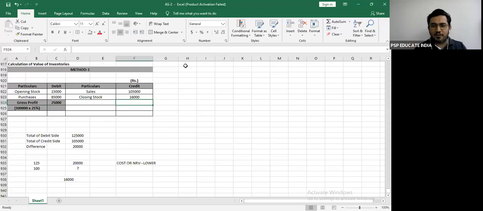Please remember, someone asked me, we have not sold all the units. I agree with you, but you do not even know how many units you have. You have only the value of closing stock in rupees. Now, because you have only the value in rupees, you will have to find out the value of closing stock in rupees only. You will not get it in quantity.